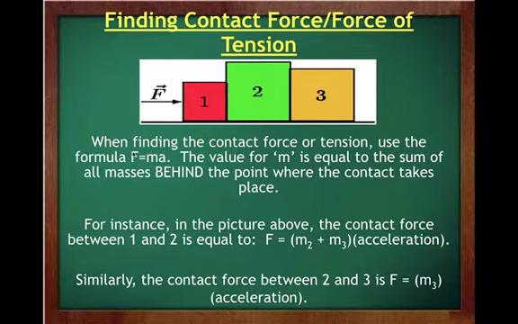The other way to think about it is the way that the slide recommends here, whereas the value of m in your F equals ma when trying to find that contact force is the sum of all the masses behind the point where the contact takes place. So in this particular diagram, if we're dealing with the contact force between 1 and 2, well, really we're dealing with these two masses here, times acceleration. And same thing with the contact force between 2 and 3, we're just dealing with mass number 3. Okay, so again, it'll make a lot more sense as we go through the examples.